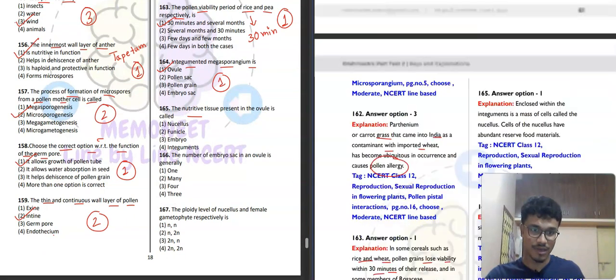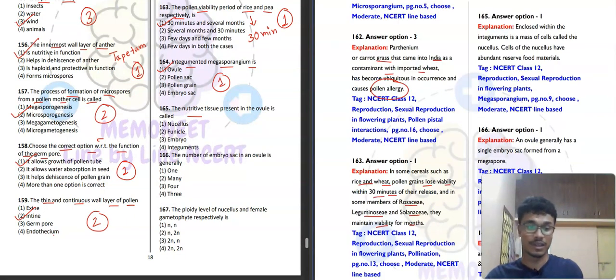Let's see the explanation as well so that you will get some help. 165. The nutritive tissue present in the ovule is called nucellus, funicle, embryo or integument. Let's read the question one more time. The nutritive tissue present in ovule, it is saying for ovule, so that's not in anther. So for ovule it will be nucellus. The first option will be our correct answer for this question.